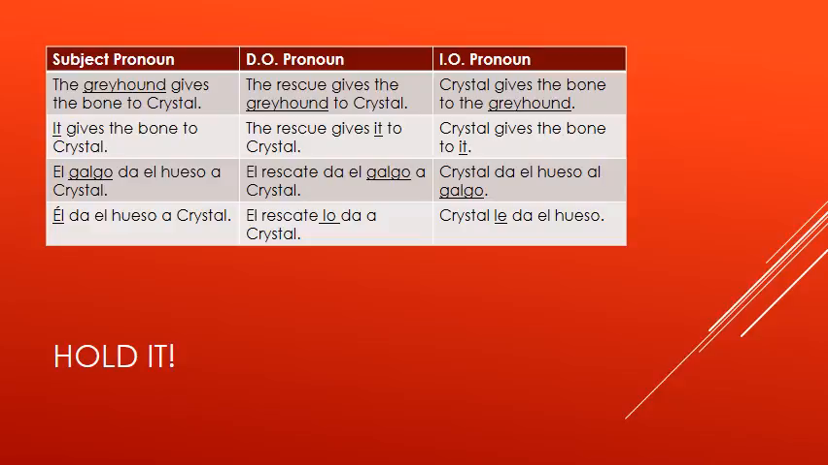So when it's an indirect object pronoun, you have to know that the action is done to the greyhound. Your keyword there is to, right before the greyhound. So in an English sentence, we have Crystal gives the bone to the greyhound. Easy, we just replace greyhound with it. Crystal gives the bone to it. However, in Spanish, because the action is being done to the greyhound, we have to use the indirect object pronoun. So, Crystal da el hueso al galgo. Al means to in Spanish. The sentence with the indirect object pronoun is Crystal le da el hueso. Le is the masculine pronoun. And then, of course, that change of word order there again.